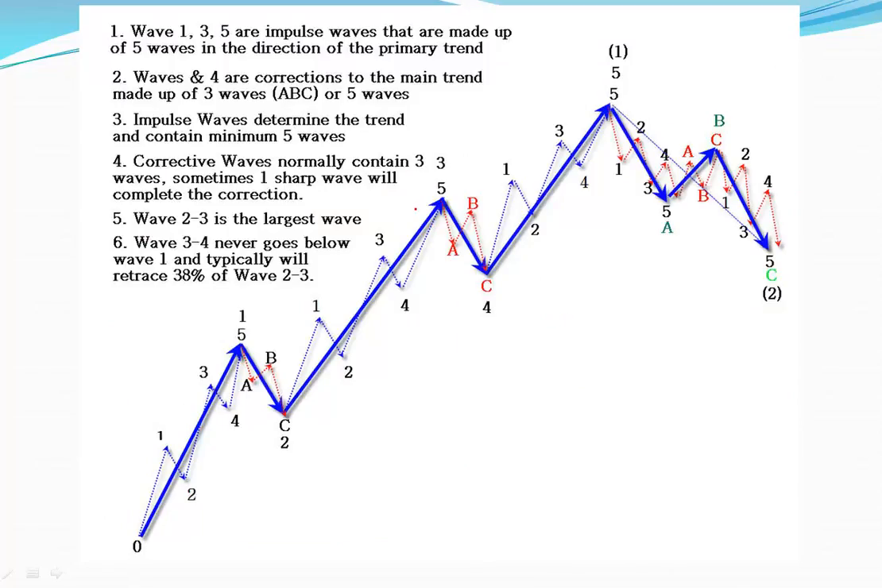Okay, it looks confusing. Let's break it out and take a look at really what we're looking at here. In a five-wave market, you have 0 to 1, 2, 3, 4, 5. Okay, you see that pattern. After you have your fifth wave, typically you'll get an A, B, C corrective wave.